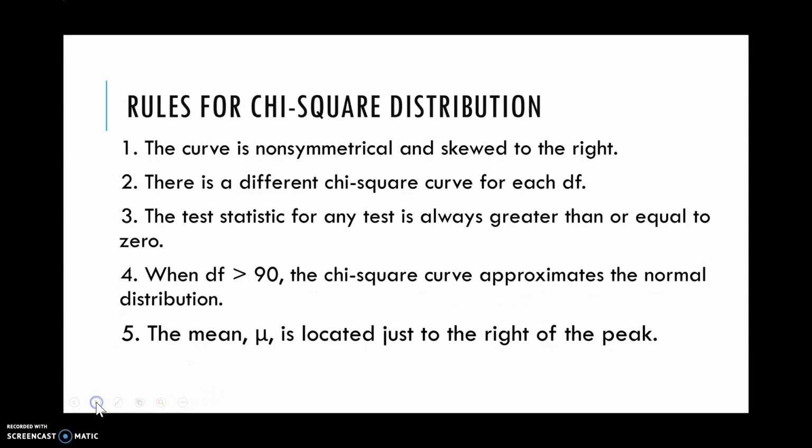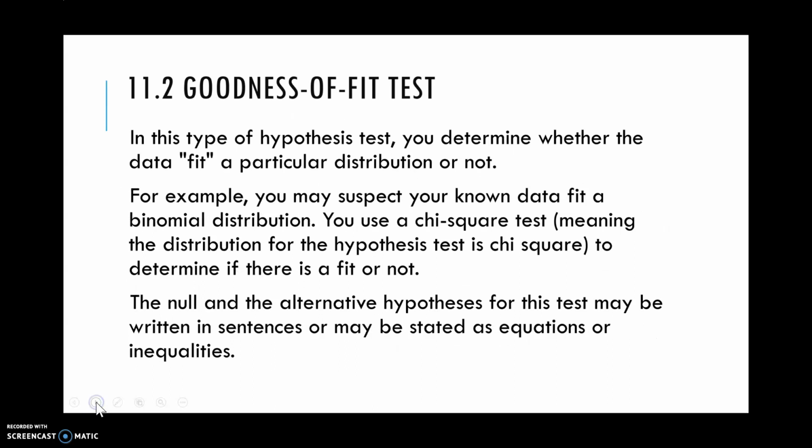So a few other things. The curve is going to be non-symmetrical and it's going to be pulled or skewed to the right. There is a different chi-square curve for each degree of freedom that you have. The test statistic for any test is always greater than or equal to 0. And if your degrees of freedom are larger than 90, then your chi-square is going to approximate a normal. So that's that bell-shaped curve. And the mean is going to be just a little bit to the right of the peak on the graph.